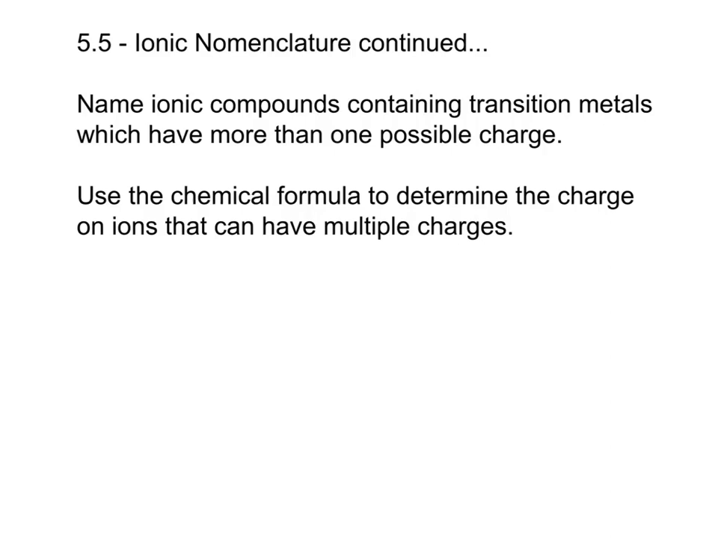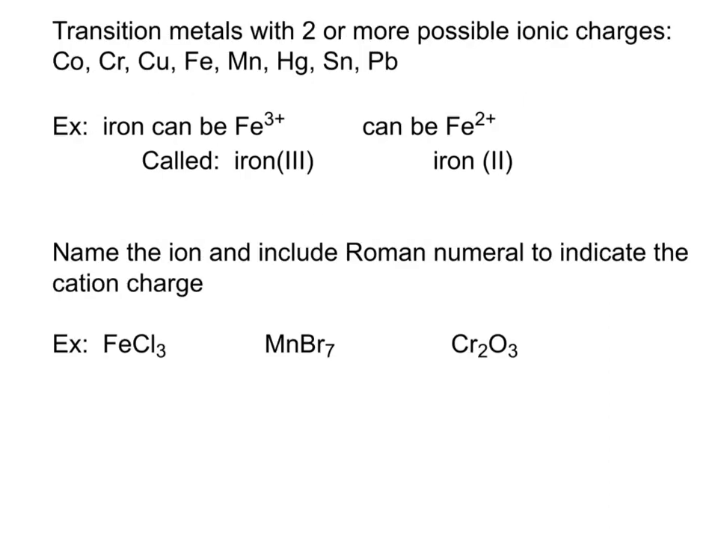We are, of course, doing more naming, but this time we're going to name ionic compounds containing those pesky transition metals, which have more than one possible charge. And then after we learn to name them and recognize they can have more than one charge, we'll learn to work backwards to determine the charges on the ion and then name the compound in reverse. So let's get to it. This is just adding on to the same basic ionic naming rules. I think you'll pick it up quickly.